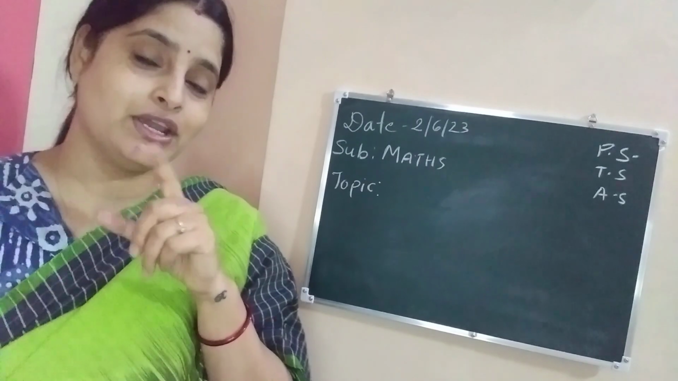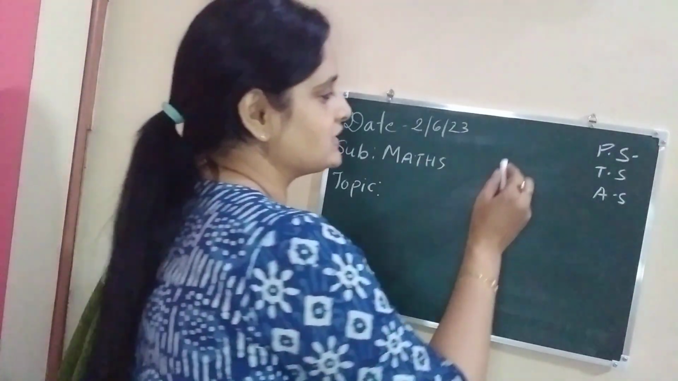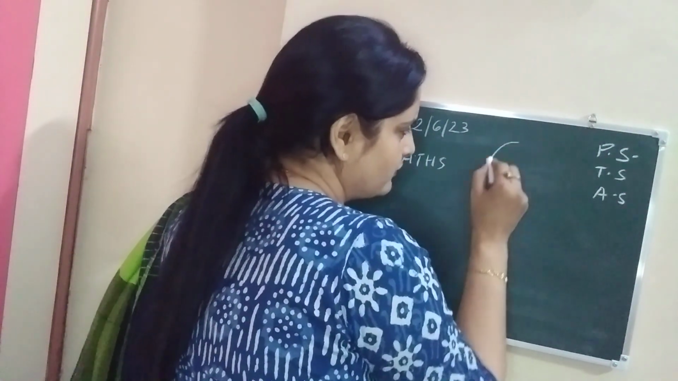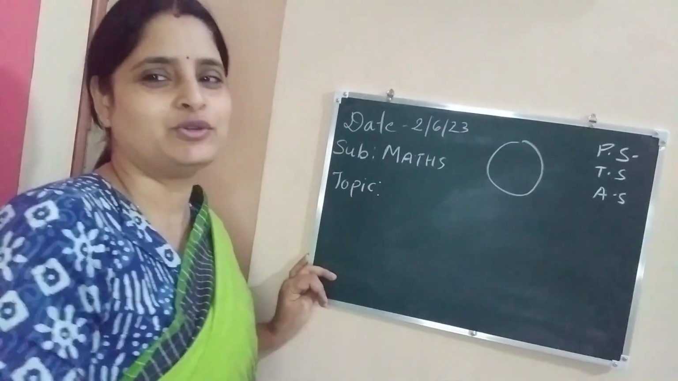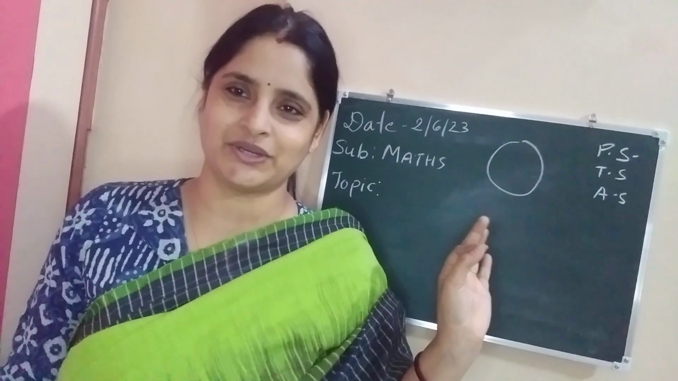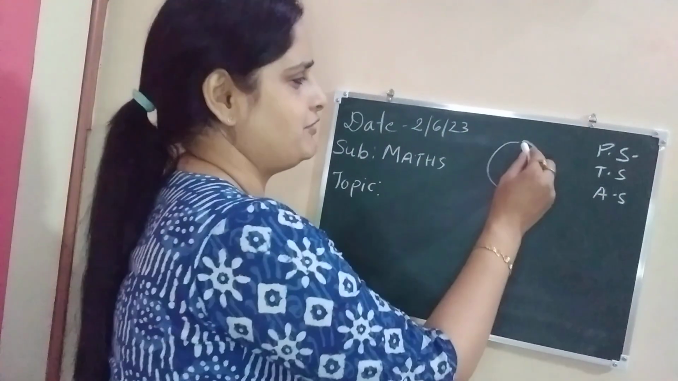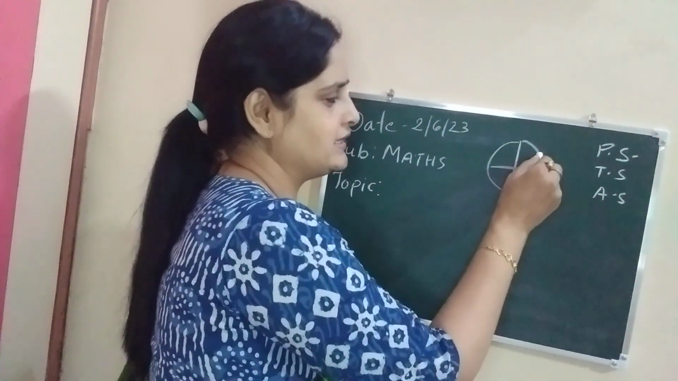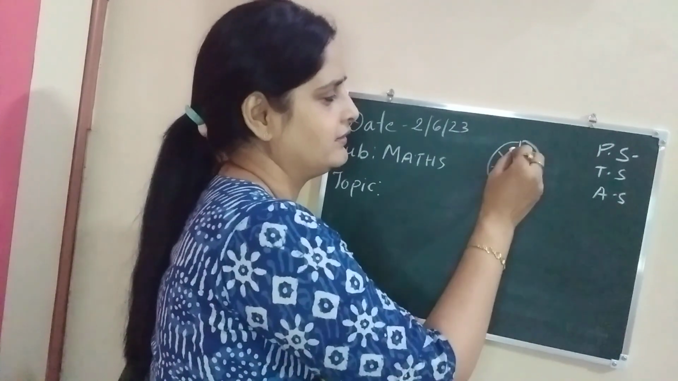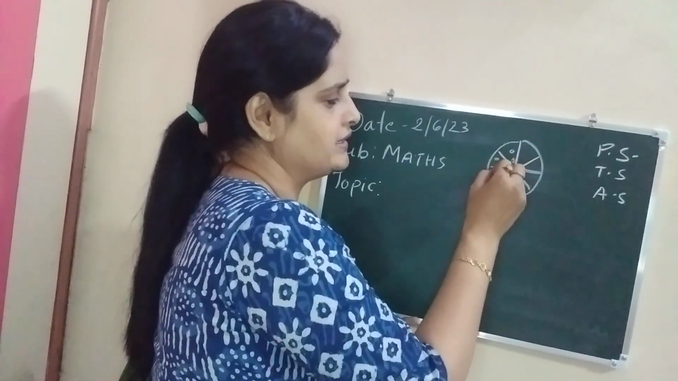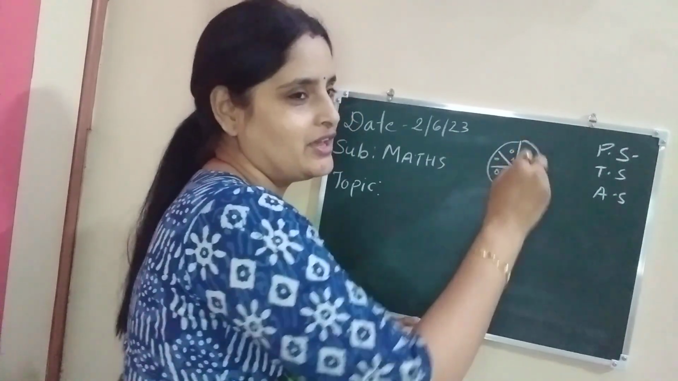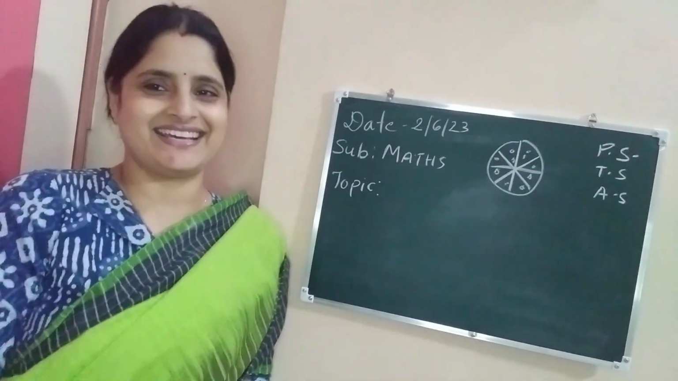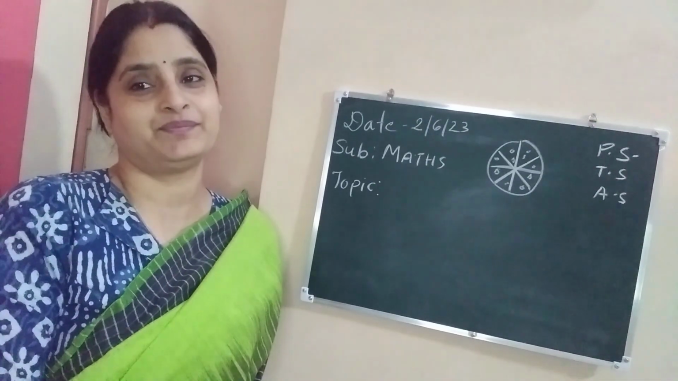So first of all you need to recognize this picture. Can you tell which picture this is? Right, very good, circle. You all easily recognize this picture. Now if I do something like this, then wow, nice. You all easily recognize this picture. That is a picture of pizza.